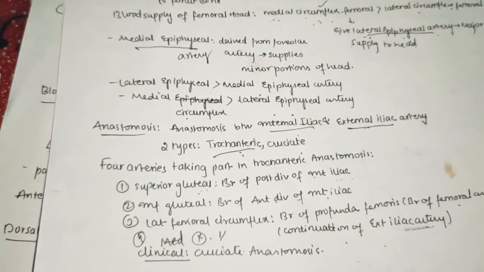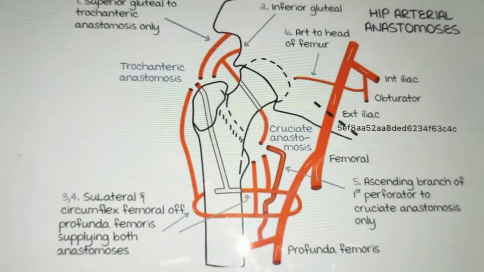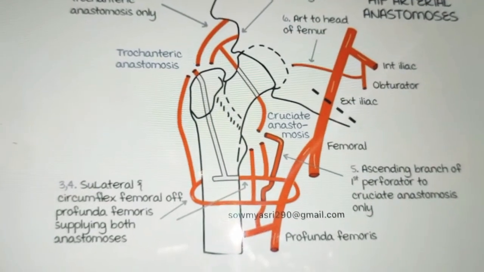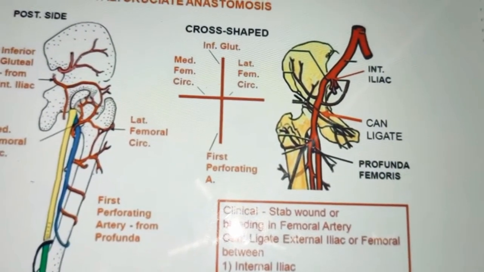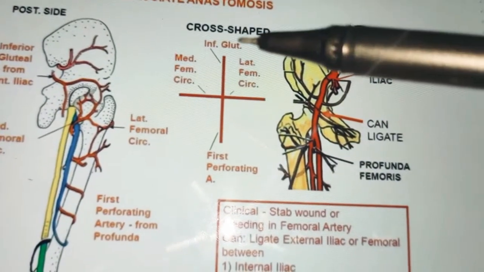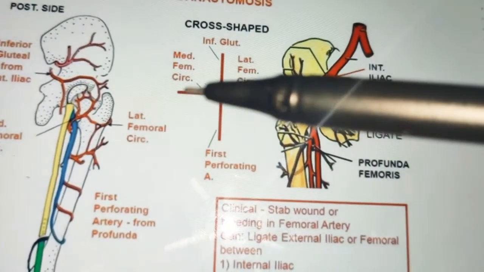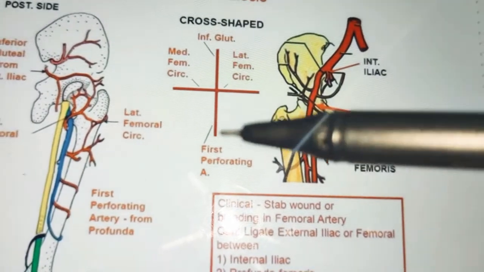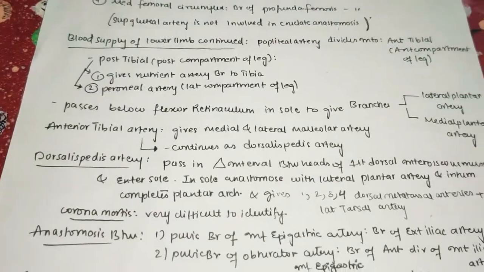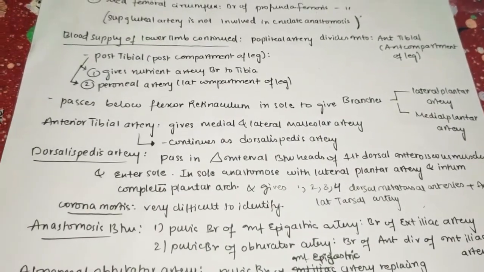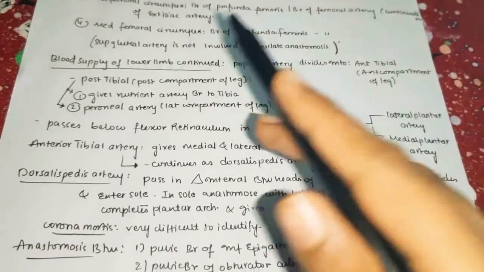Okay, so let us see the diagram. So this is already we discussed, the trochanteric anastomosis. So here you can see this is the cruciate anastomosis. So you can see here there is inferior gluteal, lateral femoral circumflex, medial femoral circumflex, and first perforating artery, but there is no superior gluteal artery. Okay. So after anastomosis, let us continue our discussion on blood supply of the lower limb.